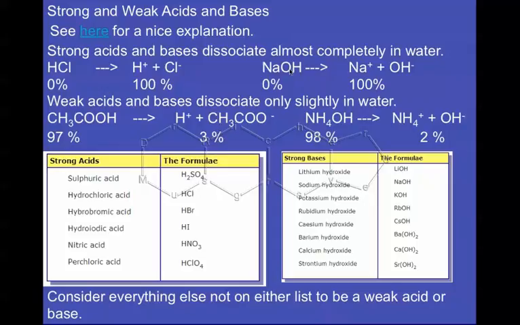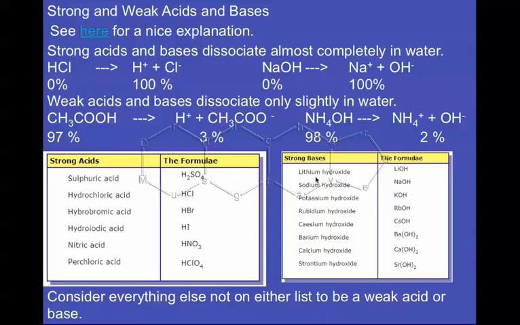Likewise with bases, something like sodium hydroxide, it will dissolve completely in water and become Na plus and OH minus, 100%. That's what makes it a strong base. Something like NH4OH, ammonium hydroxide, 98% of it will remain in the undissociated form, and only 2% will actually become NH4 plus and OH minus. That's what makes it a weak base.